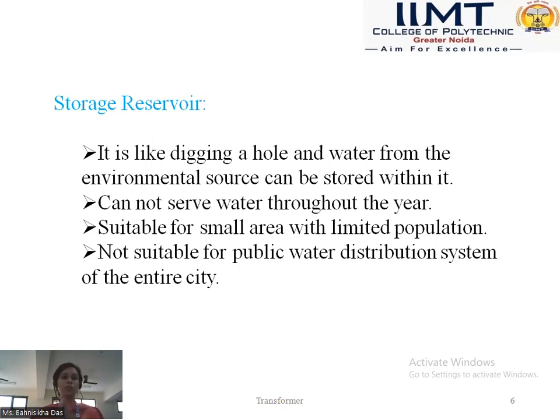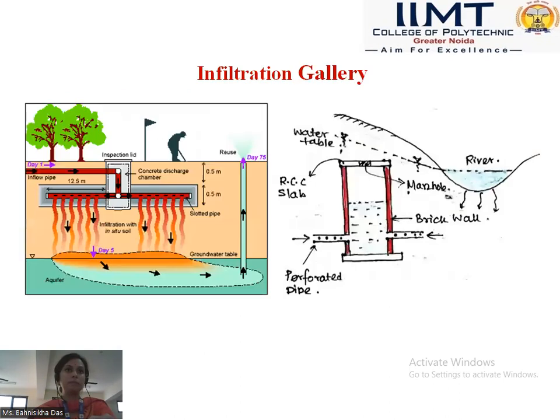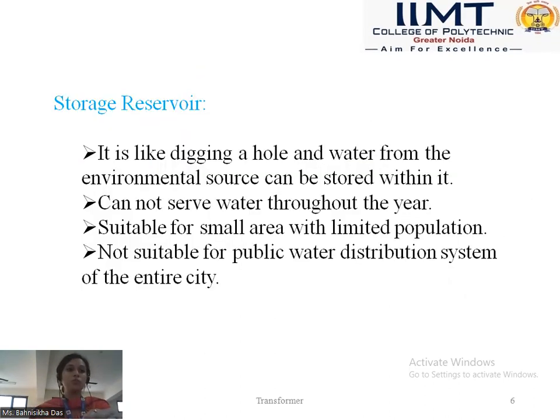And moreover, since the water remains stagnant, it may get evaporated during the dry season, so water may not be available all throughout the year. So it is suitable only for a very small area with limited population, which it can serve. So those are all the surface sources.